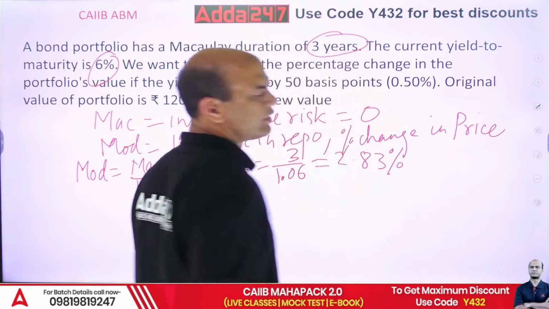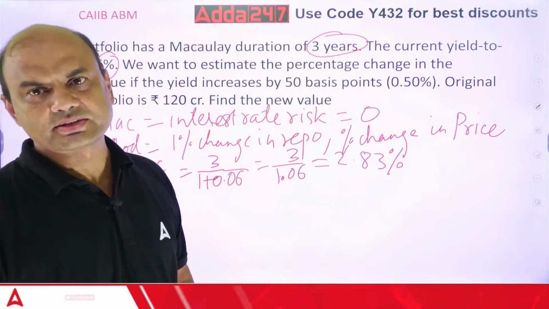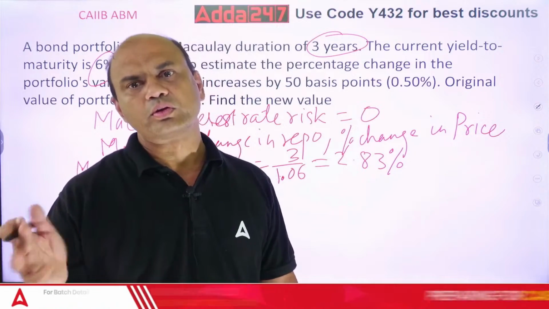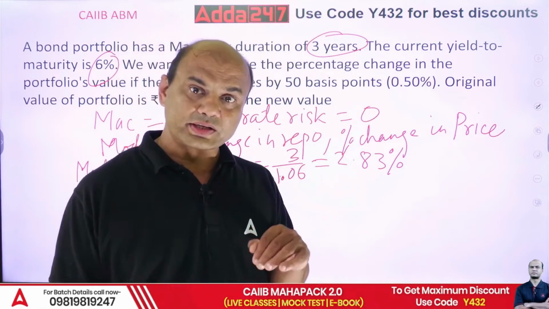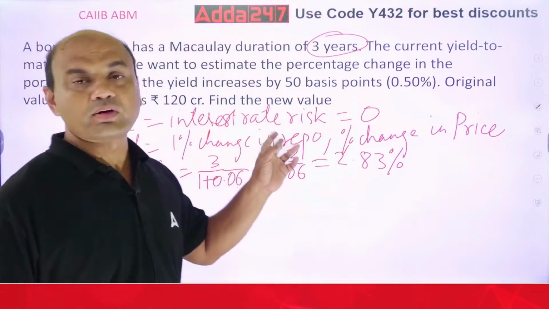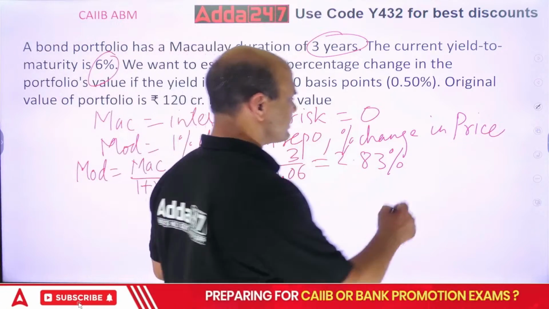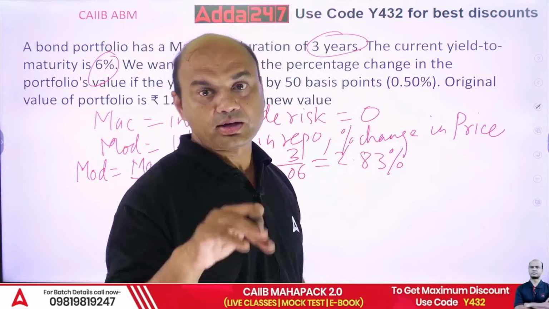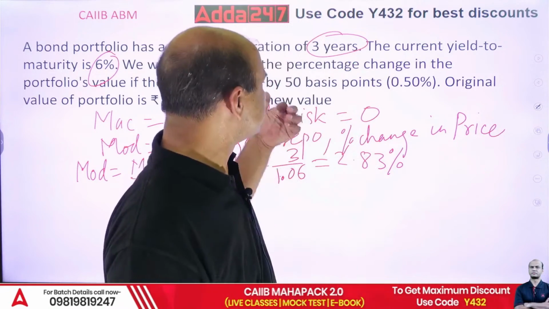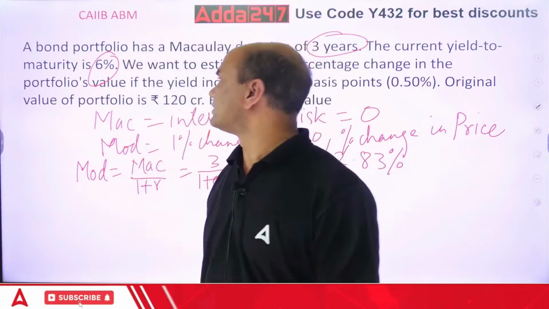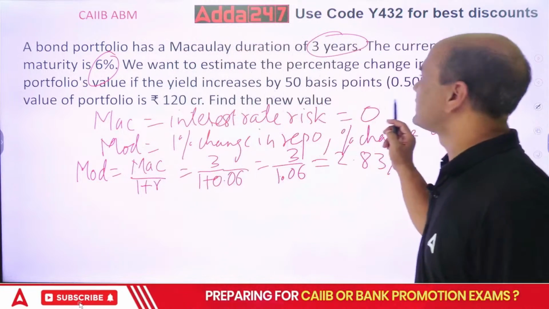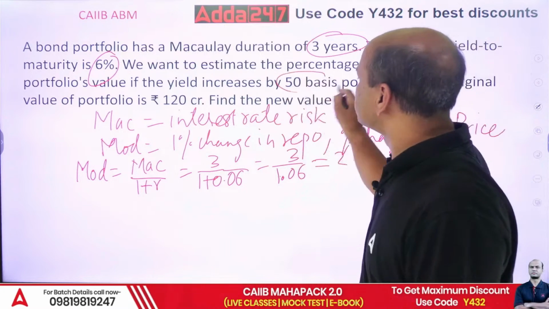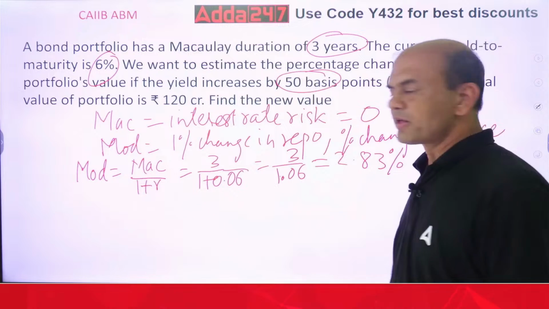What does it mean? It means that if my repo rises by 1%, the price of my portfolio or bond will fall by 2.83%. In earlier numericals I showed you, repo goes up, price of the bond will come down. Okay. So now what is given? We want to estimate the percentage change in the portfolio's value if the yield rises by 0.5 basis points.